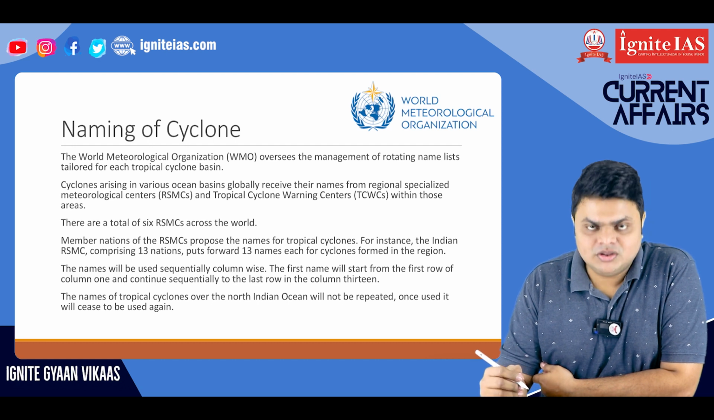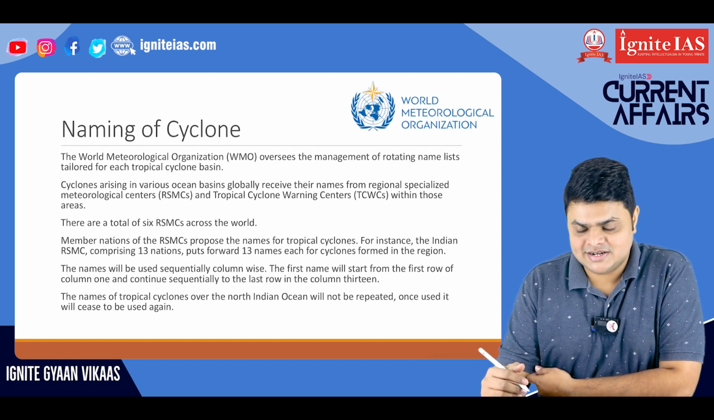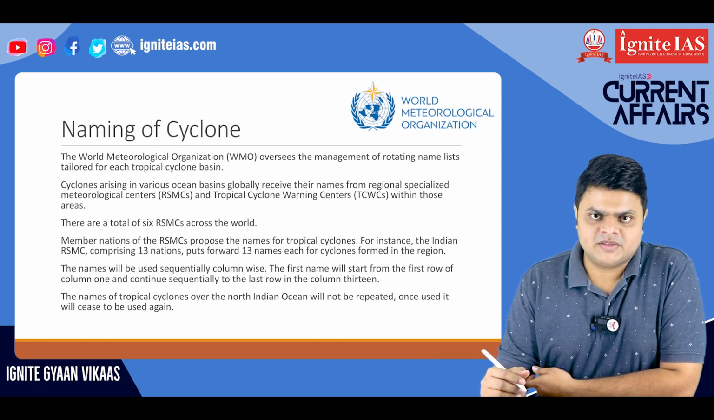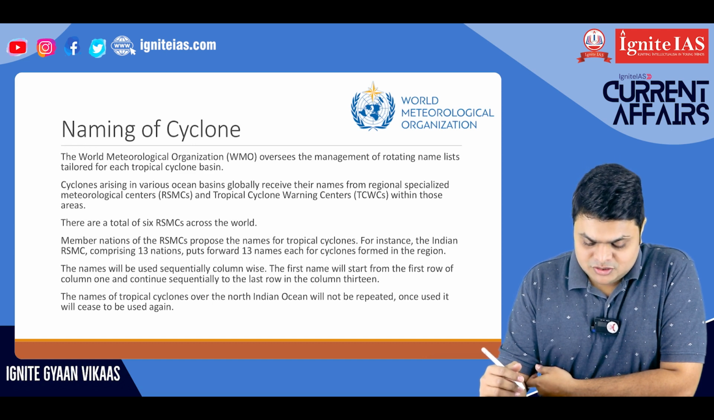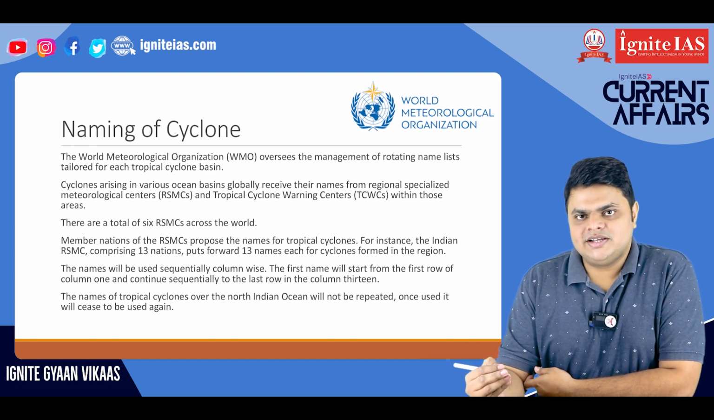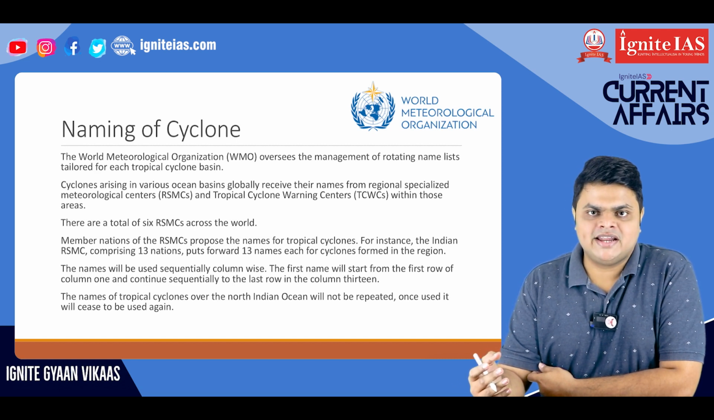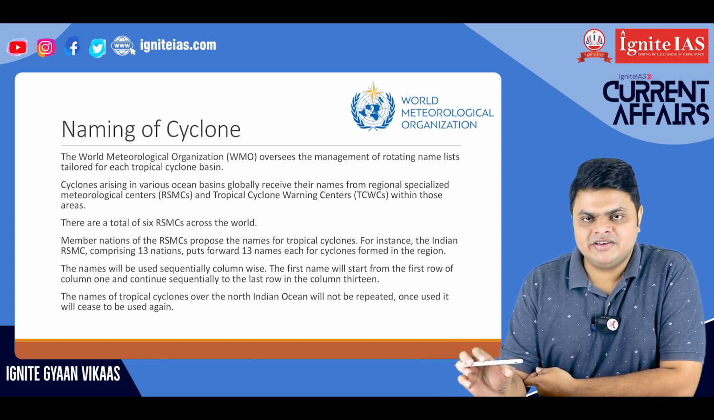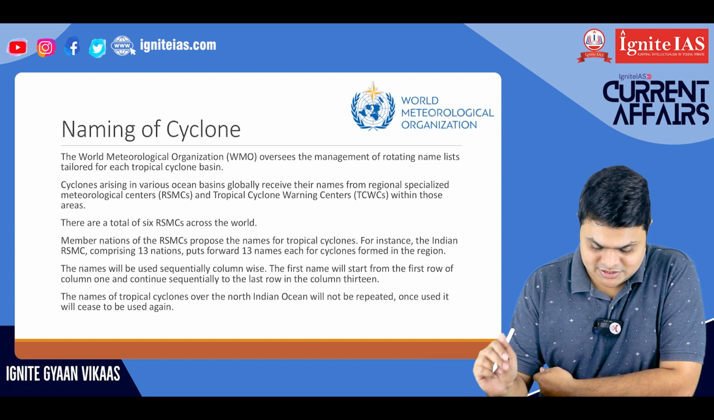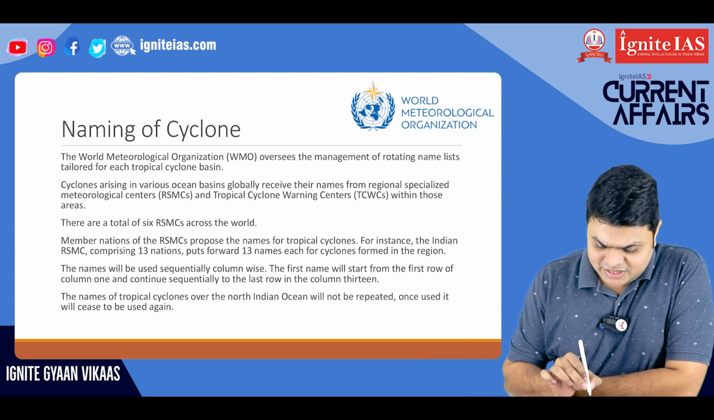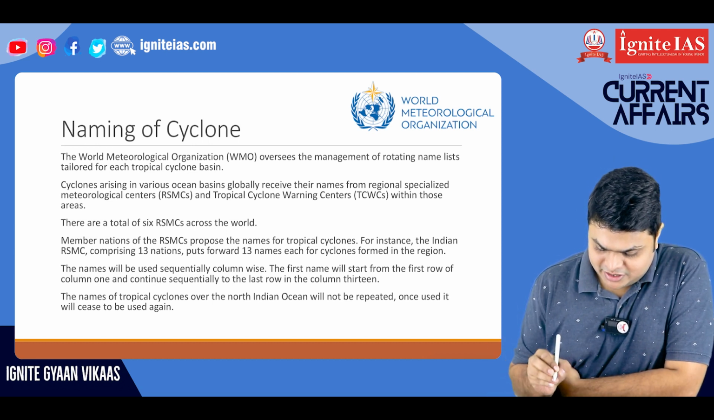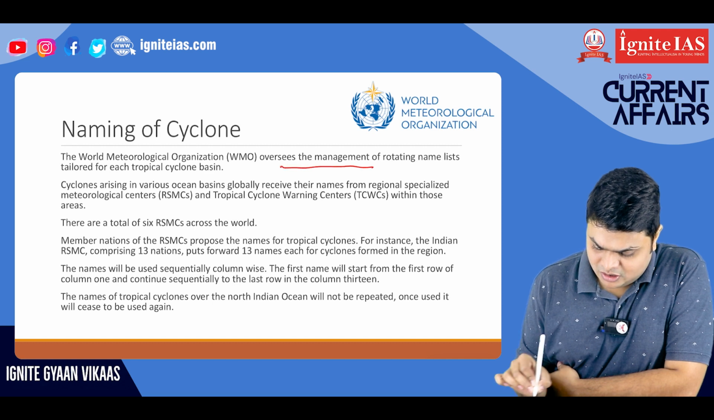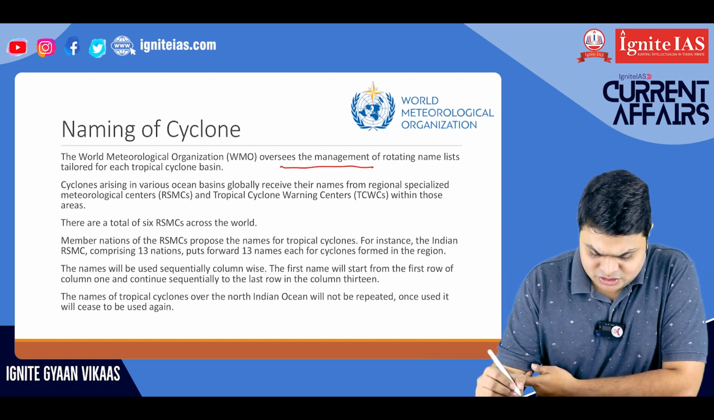Now we'll understand how cyclones are actually named. The current cyclone, which is ongoing, was called Michaung, and this name was given by Myanmar. First, understand why naming a cyclone is important: once you name the cyclone, it makes it easy for disaster management, to manage the activities and to study the cyclone for future reference. So for all this, it is necessary that we give a name to a cyclone for reference purposes. Now, the naming of cyclones is governed by the World Meteorological Organization. They oversee the management of rotating name lists tailored for each tropical cyclone basin.